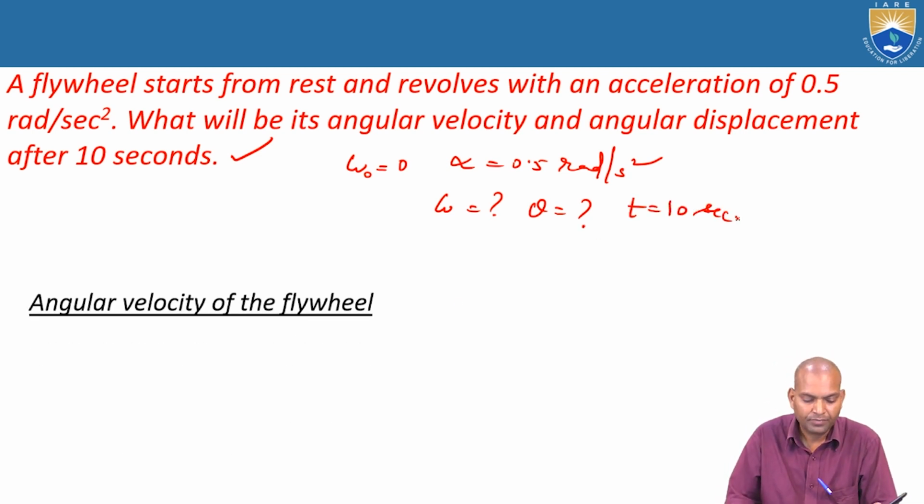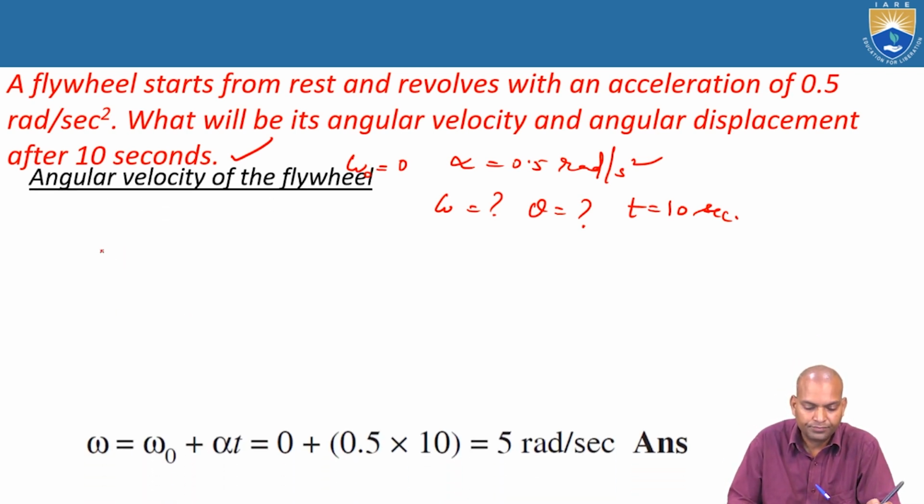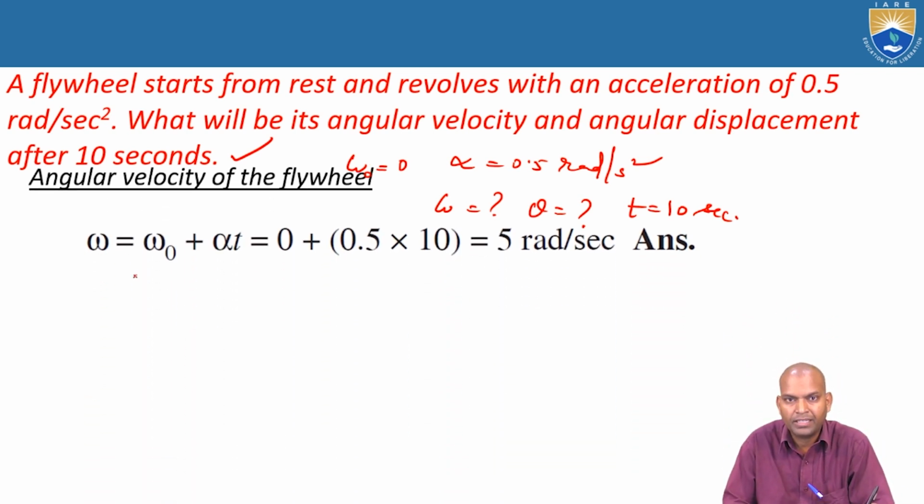Let us begin. Angular velocity of the flywheel: the final angular velocity omega equals omega naught plus alpha times t.